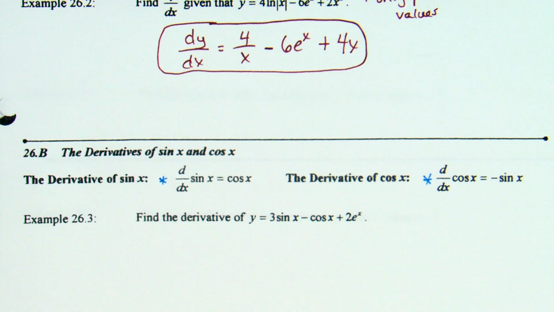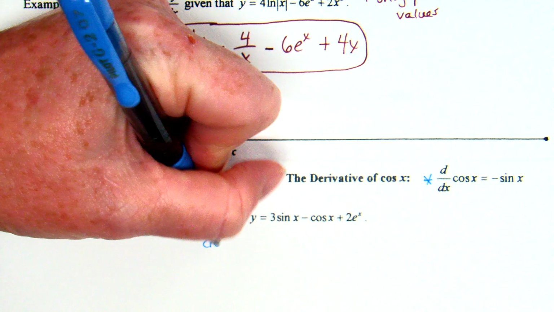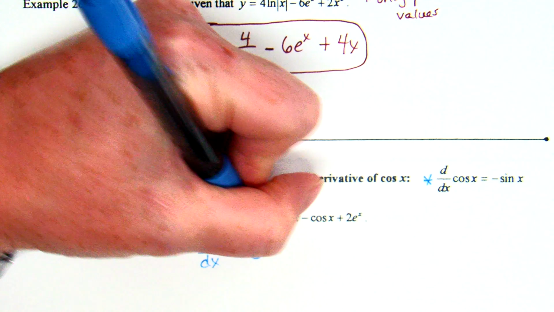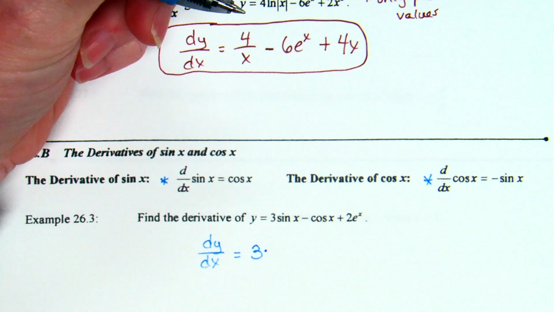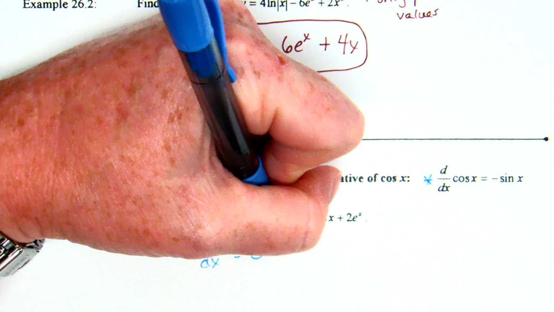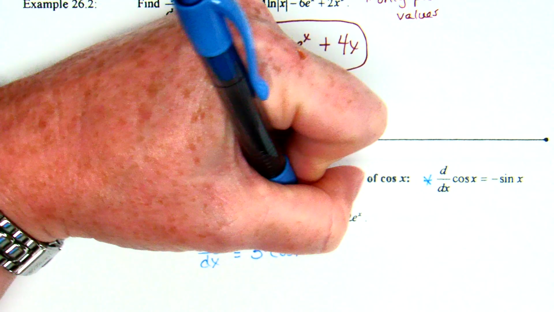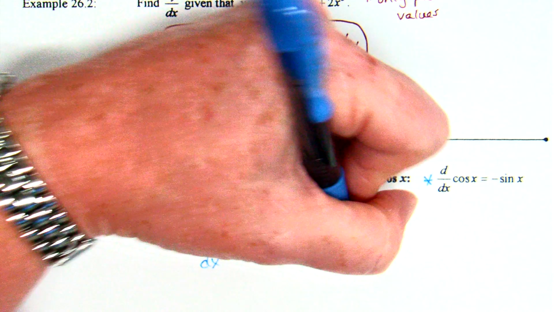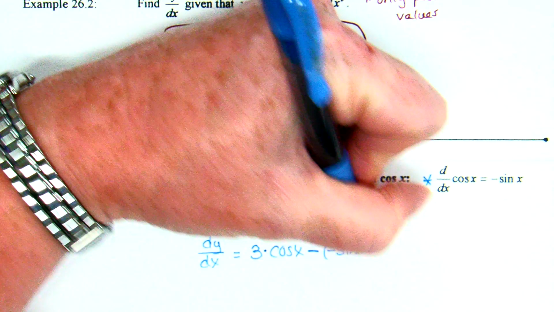Okay. Find the derivative of y equals 3 sine x minus cosine x plus 2e to the x. Okay, derivative of 3 sine x. The 3 is going to stay a constant 3. What's the derivative of sine x? Cosine x. Okay. Minus, what's the derivative of cosine x? Negative sine x. So that's it. For the moment, I have it written as minus negative sine x. I'll fix that in a moment.